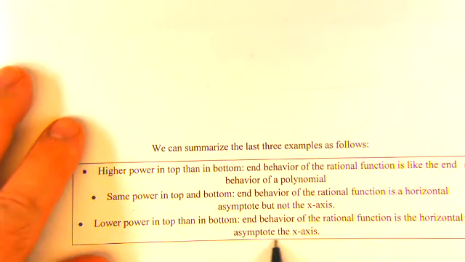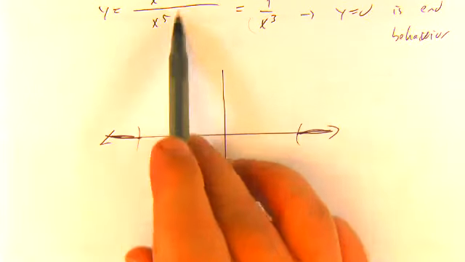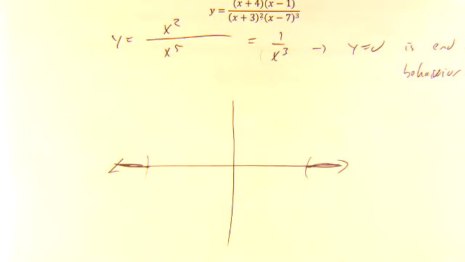And then finally, if you have a lower power on the top than the bottom, you get the x-axis, right? x squared over x to the 5th. That's a 1 over x cubed. So you get something like that.